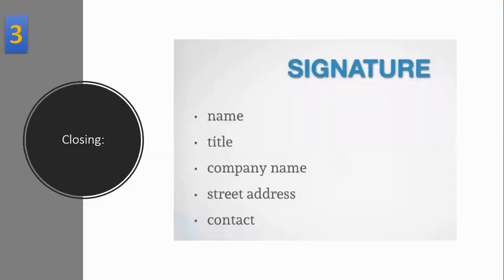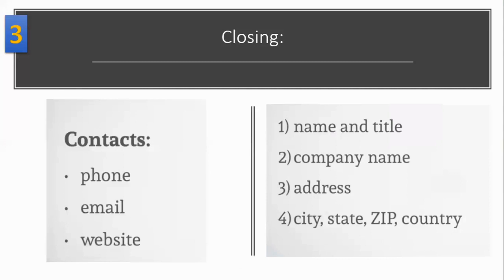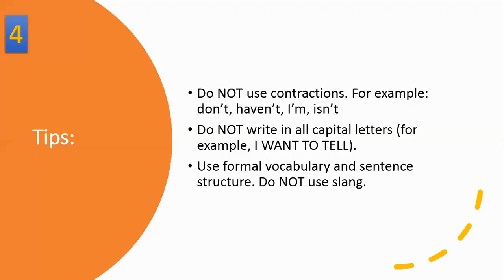Signature: name, title, company name, street address, contact. Contacts can be phone, email, website. Name and title, this is in the closing. Company name, address, city, state, country, and so on. Do not use contractions, for example, don't, haven't, isn't.